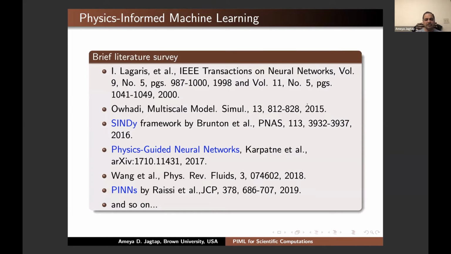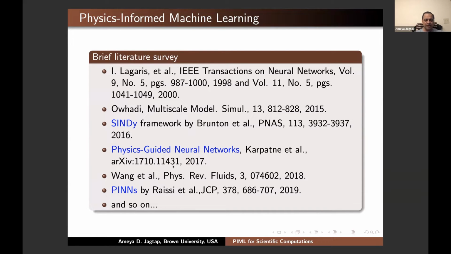So, a brief literature survey. Solving PDEs using neural networks is not new. Lagaris and others proposed this idea back in the late 90s and early 2000s. But recently, this idea took a lot of momentum with the work of Karniadakis, who used physics-informed machine learning for multi-scale simulation problems. Later, Brunton and others proposed the SINDy framework in 2016. Then Karpatne and others proposed physics-guided neural networks.